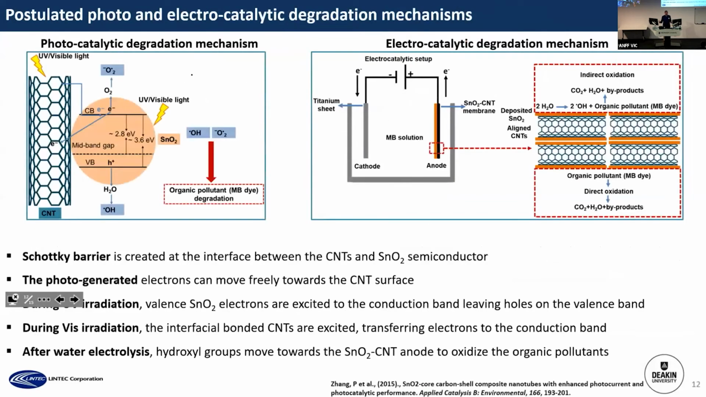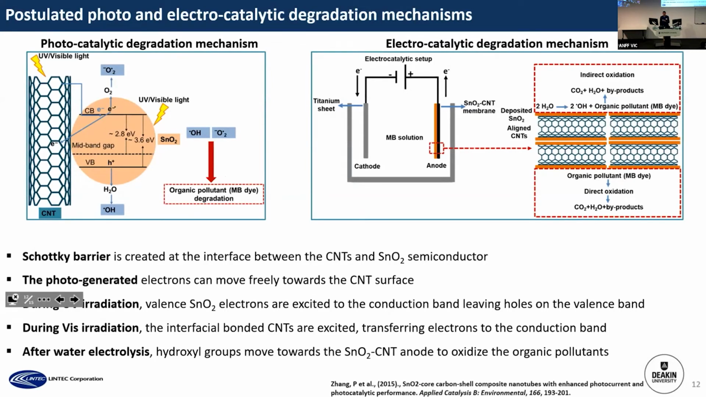So you may wonder how these membranes are working. So I will give you just a brief explanation of the mechanism. In the photocatalytic degradation mechanism, when we irradiate light, UV or visible light, the electrons are excited from the valence band of the tin oxide to the conduction band. And then oxidizing species are produced, superoxide and hydroxyl groups, that can oxidize the organic pollutant.